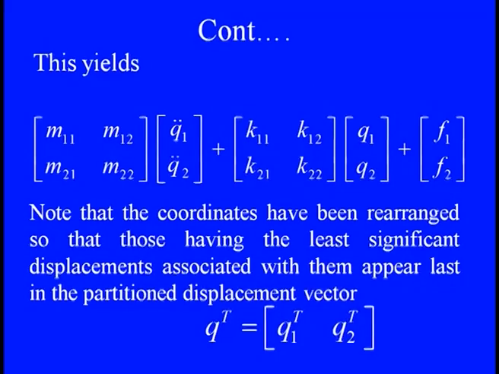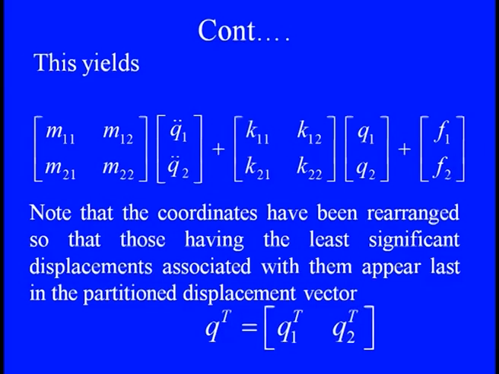When we have these, we model the equations of motion based on them. M11, M12, M21 and M22 are the basic mass matrix elements relating to Q1 double dot and Q2 double dot, and for the undamped system the stiffness matrices come with Q1 and Q2. The coordinates can be rearranged in such a way that they give the least significant displacement associated with them.